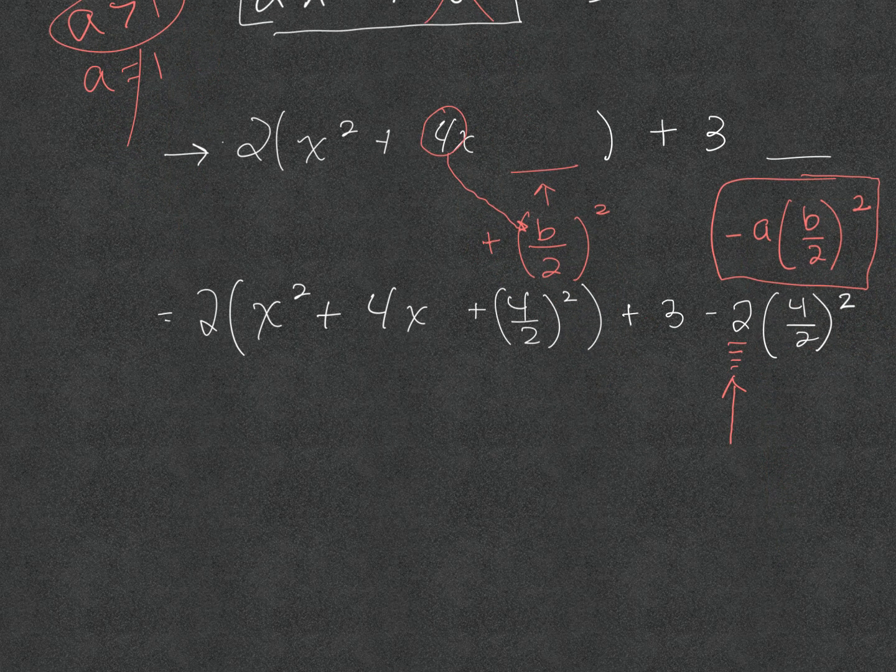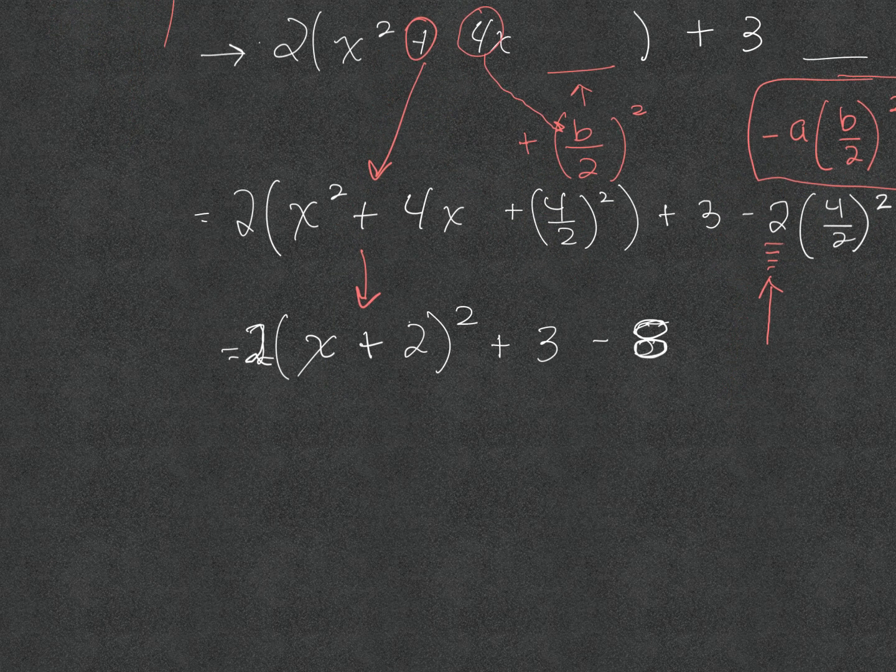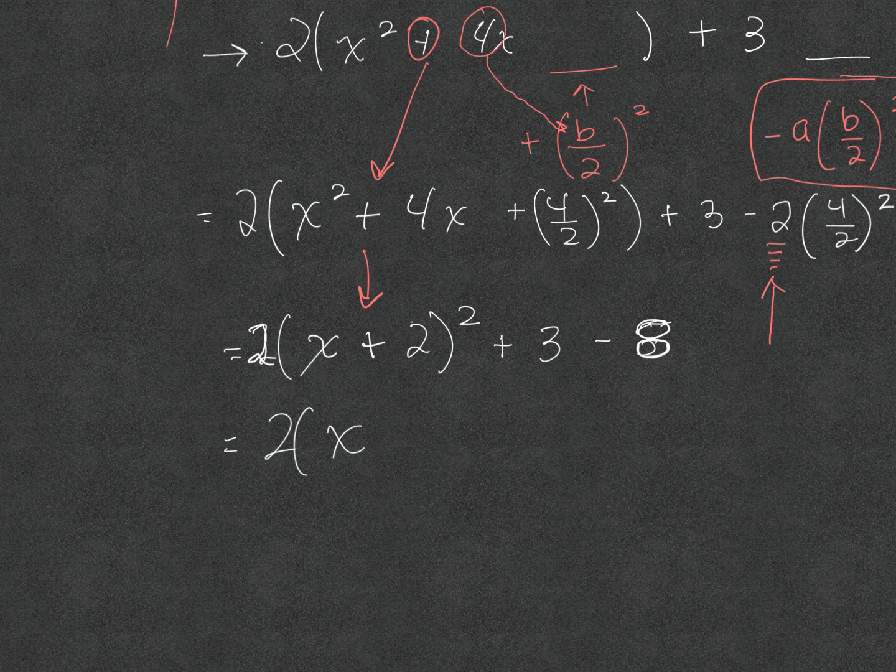Now, let's go ahead and see what this gives us. This is going to give me a 2. It's going to give me an x. It's going to give me a plus because the plus sign follows. It's going to give me 2 squared. So 2 times x plus 2 squared plus a 3, and then 2 times 4 over 2 squared is going to give me 8. So plus 3 minus the 8, minus 5. So this is equal to 2 times x plus 2 squared minus 5.